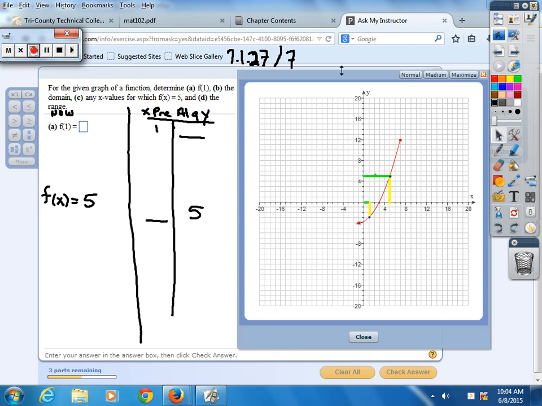This is the first question, 7.1 27/7. And it says, for the given function, find f of 1, b, the domain, c, any x values for which y is equal to 5, and d, the range. Well, I ain't worried about c, I meant b and d. We'll do that last. The biggest problem students have here on this problem is the a and the c.